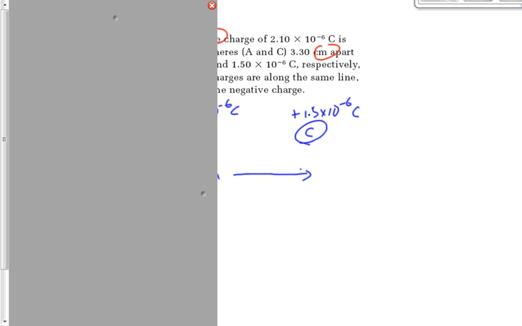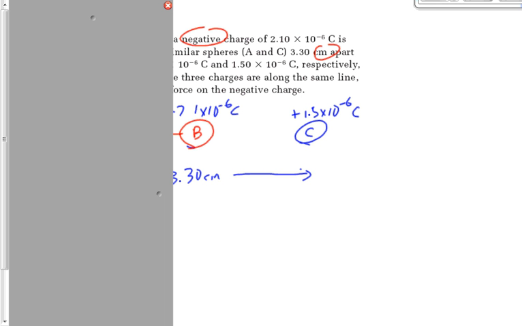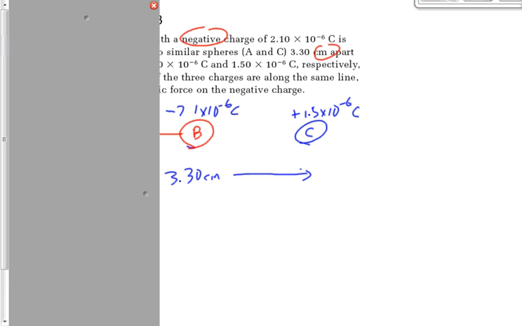Now let's take a look at the other one. Let's pretend A isn't there. B is a negative value, C is positive. They're going to attract each other, right? Which way is B going to go as a result of C? Right or left? It's going to go to the right, right? It's pulled towards C.